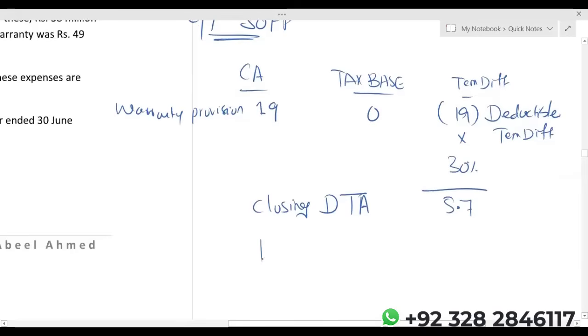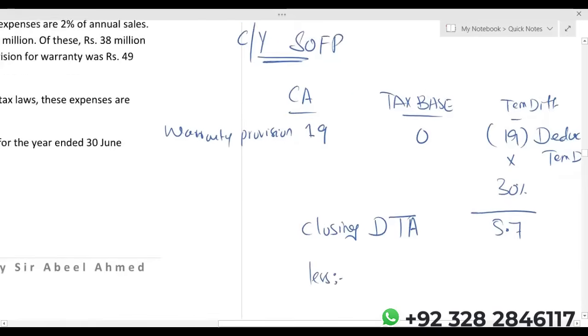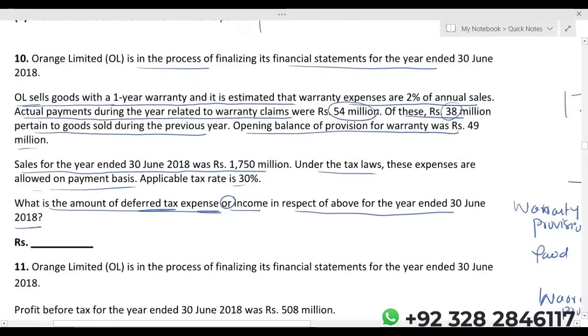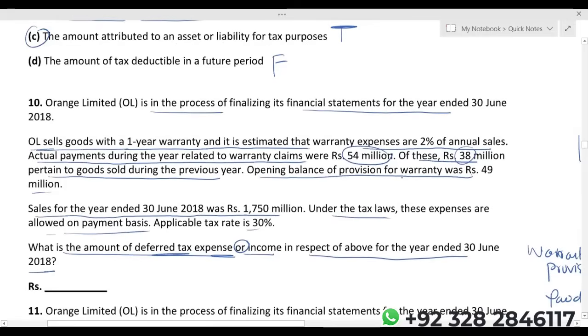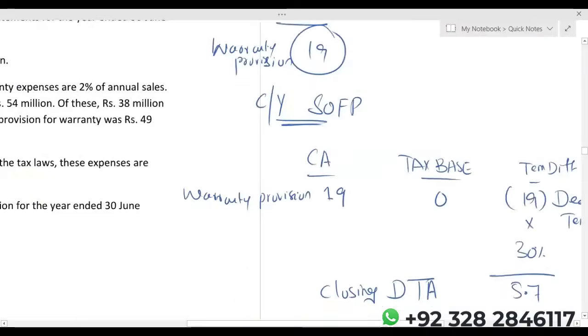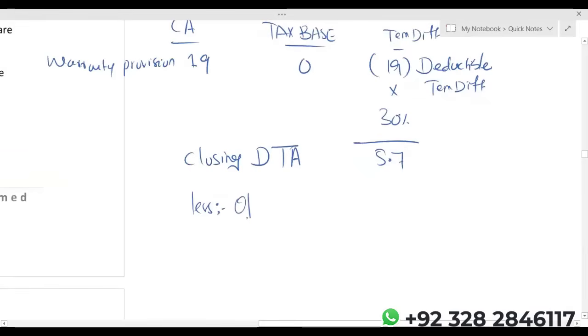From this closing deferred tax asset, we will deduct opening balance. Let's see what was the opening. Opening balance of the provision was 49 million. So opening balance of the provision was 49. Again, the carrying amount 49, tax base 0. So 49 million was an opening deductible difference multiplied by tax rate. Opening deferred tax asset is 14.7. Closing deferred tax asset is 5.7 less opening deferred tax asset, which is 14.7.